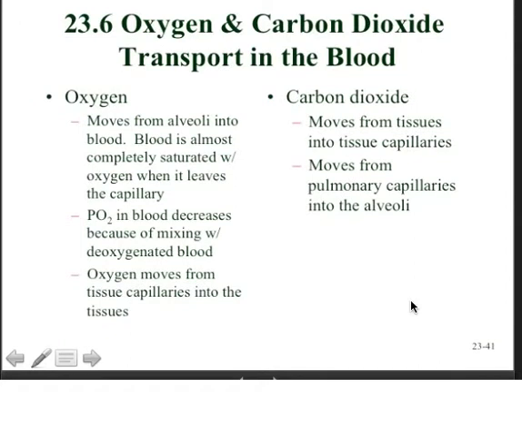Oxygen, note that it moves from the alveoli into the blood, which is almost completely saturated with oxygen when it leaves the capillaries in the lungs. The oxygen partial pressure in the blood decreases because of mixing with deoxygenated blood.